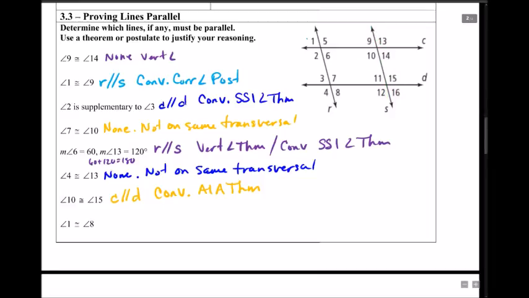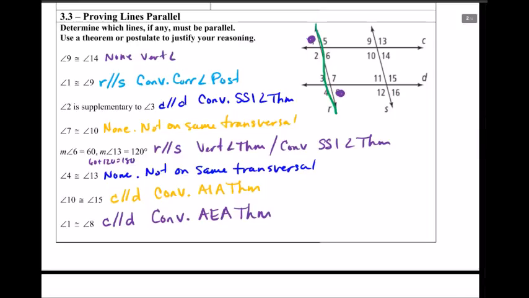And the last one, let me erase that. And the last one is angle 1 and angle 8. Do they sit on a transversal? Yes, they do. That's not a very good transversal. That's okay. What types of angles do we have? Alternate exterior. So we can say line C is parallel to line D by the converse of the alternate exterior angle theorem. Hopefully you caught that. We're saying lines are parallel, so it is a converse. So I believe that's all for 3.3.